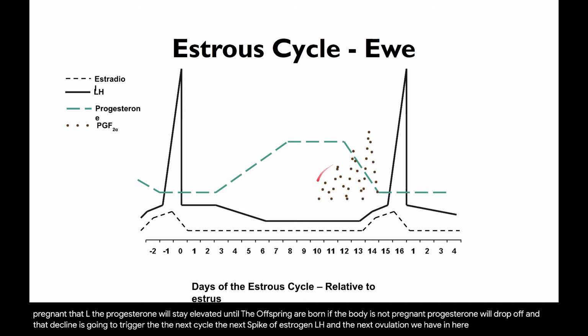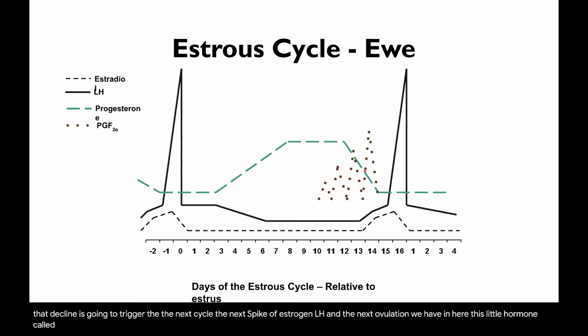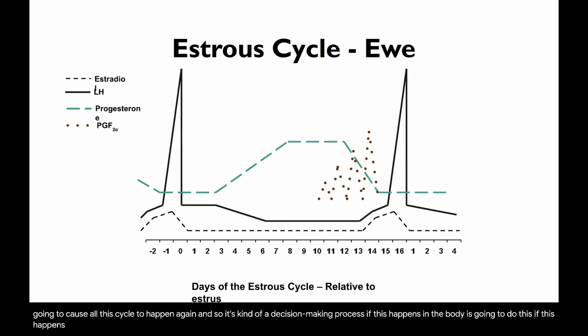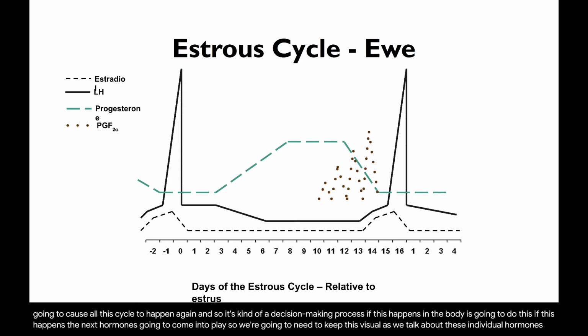We have in here this little hormone called prostaglandin, PGF2 alpha. This is actually going to stimulate the rupture, if it's present, of a structure on the ovary that's going to cause this cycle to happen again. So it's kind of a decision-making process. If this happens, then the body's going to do this. If this happens, the next hormone's going to come into play. So we're going to need to keep this visual as we talk about these individual hormones.